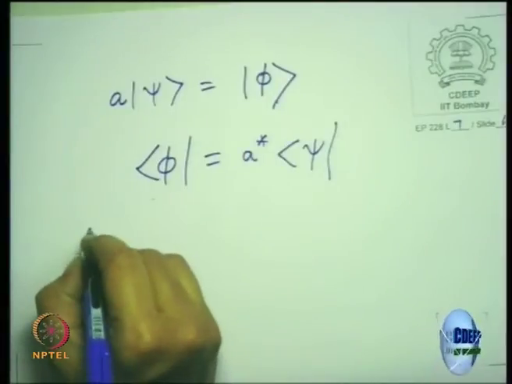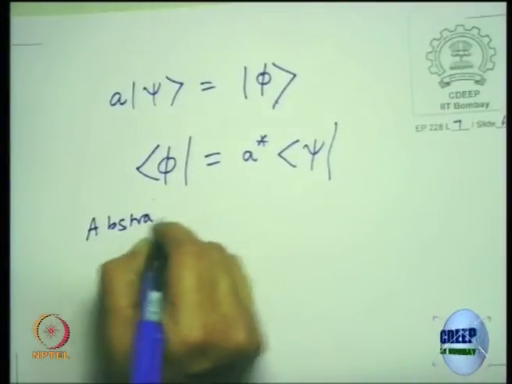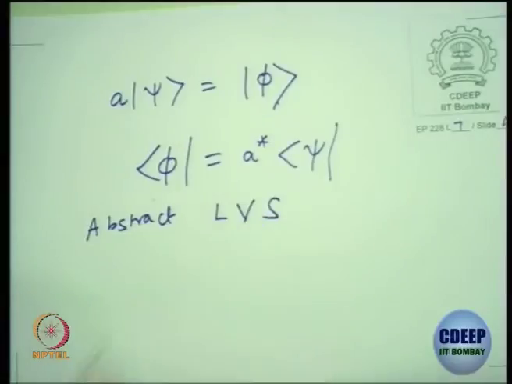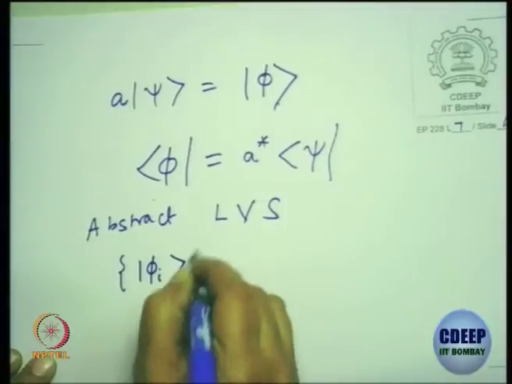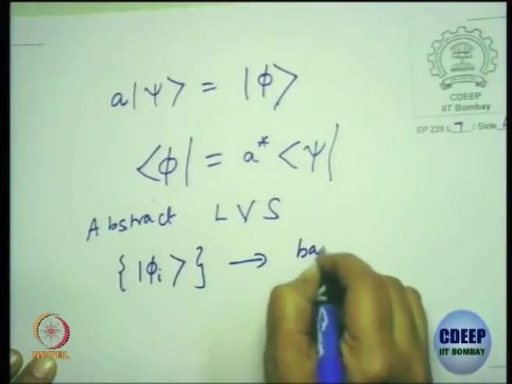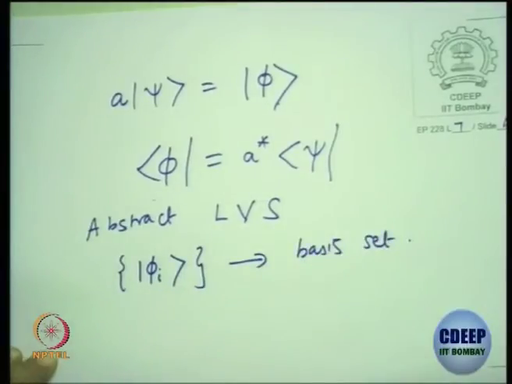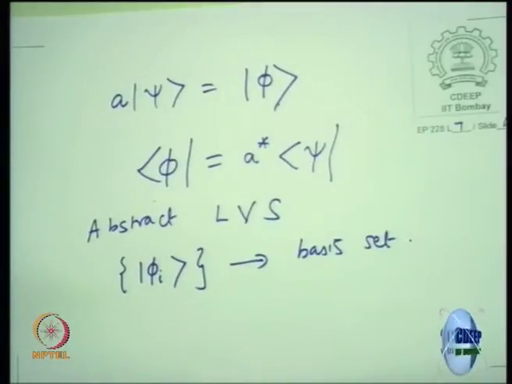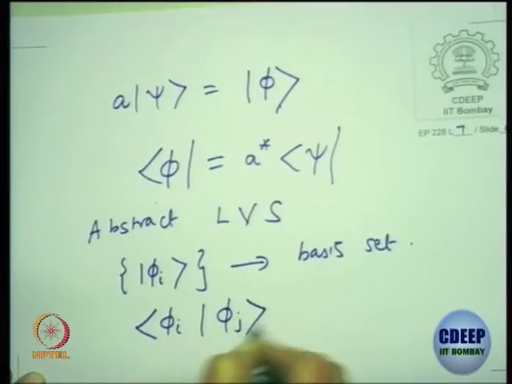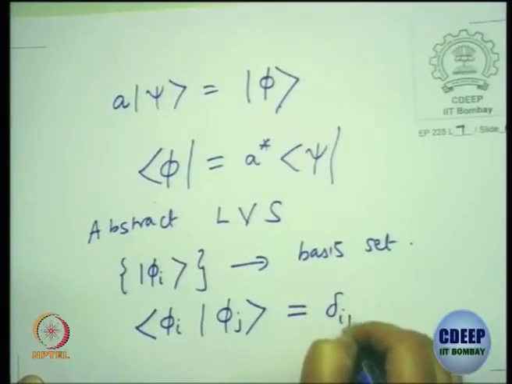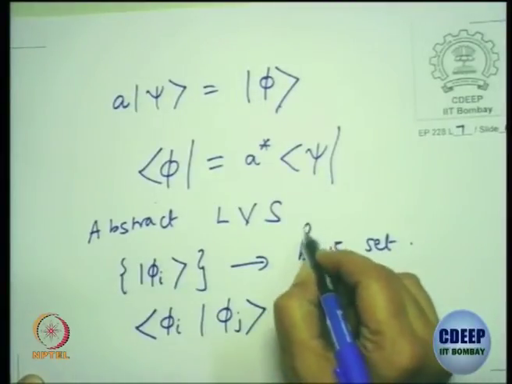So formally we will write, in an abstract linear vector space, we will say that we have a set which is a basis set, okay, with the property that <phi_i|phi_j> will be delta_ij, to make it an orthonormal basis set.